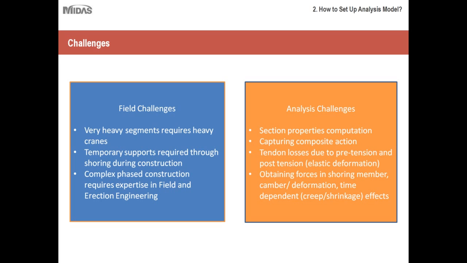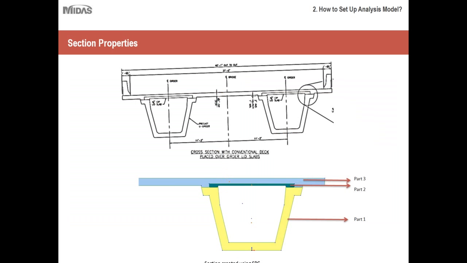Then tendon losses, because they are precast sections which are pre-tensioned and/or post-tensioned. So there is elastic deformation that you have to consider. You have to consider other types of losses that will occur in the tendons. So that is a critical part of the analysis here. And then obtaining forces and camber deformations, and capturing time-dependent behavior of the concrete. All these put together create a big analysis problem for the engineer.